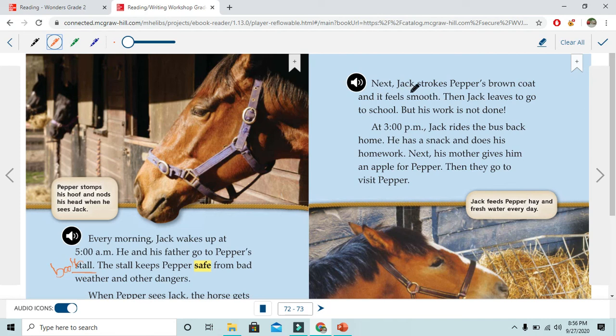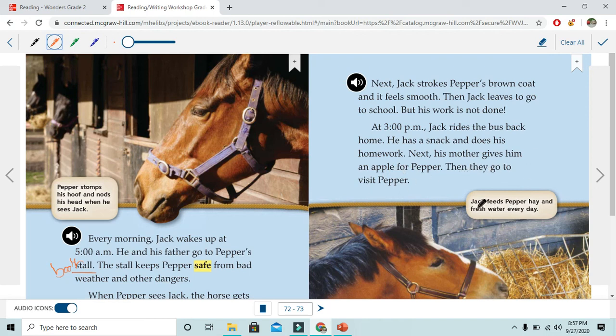Next, Jack strokes Pepper's brown coat and it feels smooth. Stroke is like, okay, as if he's patting his body. Then Jack leaves to go to school, but his work is not done. At 3 p.m., Jack rides the bus back home. He has a snack and does his homework. Next, his mother gives him an apple for Pepper. Then they go to visit Pepper.